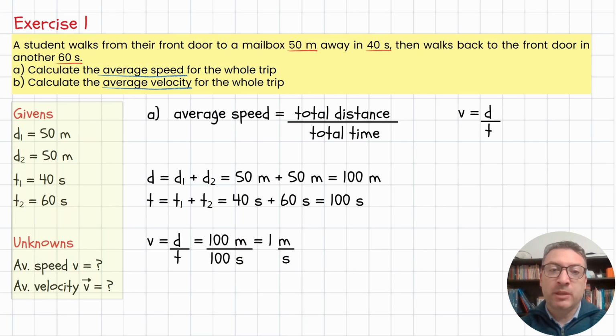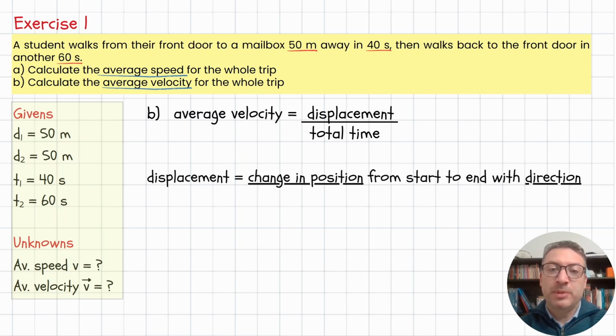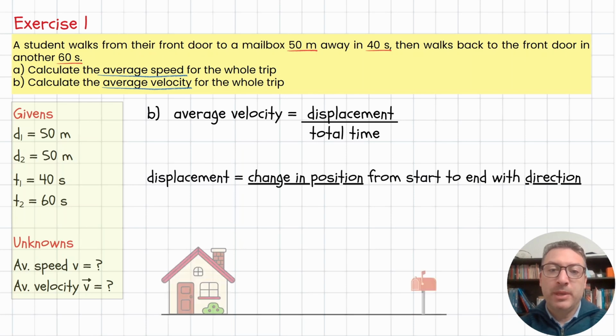So let's move on to the second question. Average velocity is instead displacement over total time. Displacement is the change in position from the start to the end of the motion with its direction. So let's see what that means.